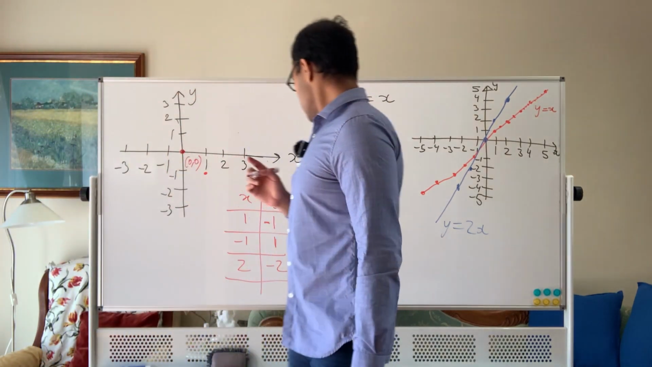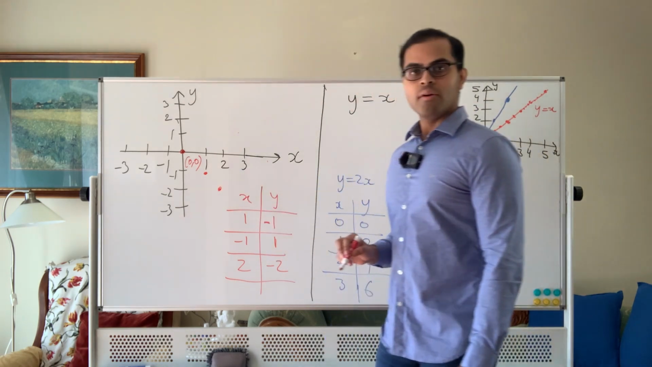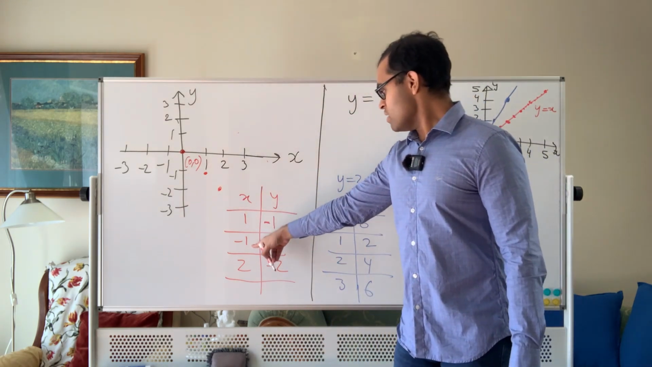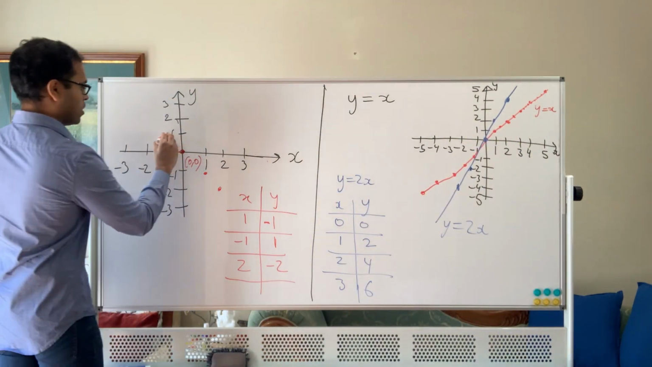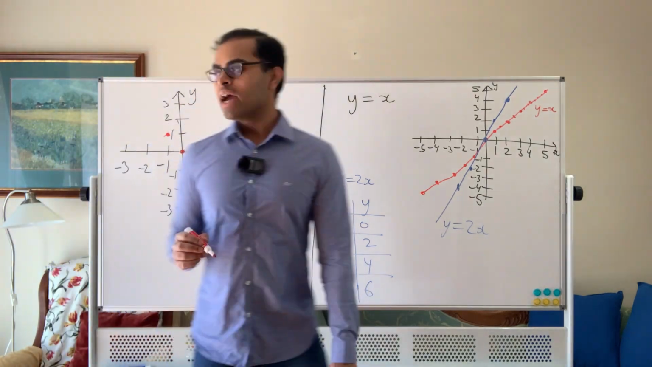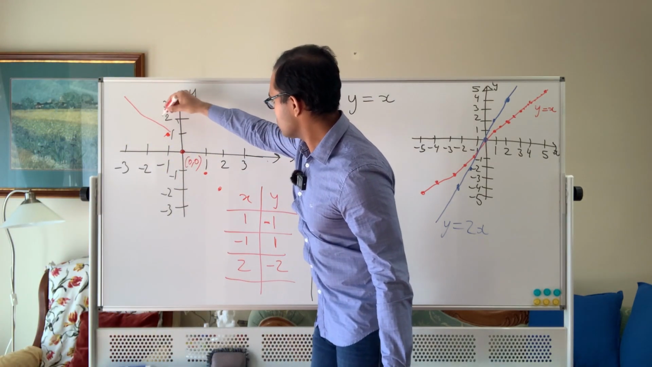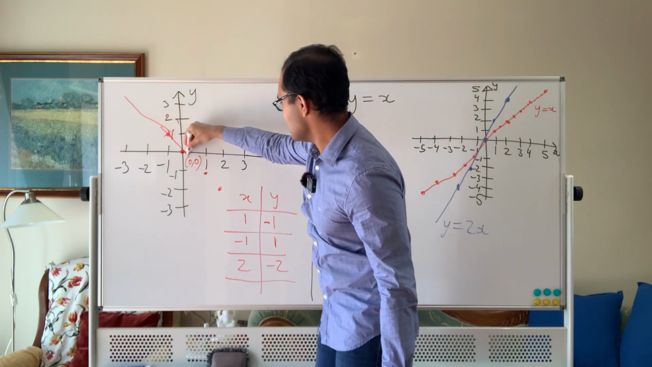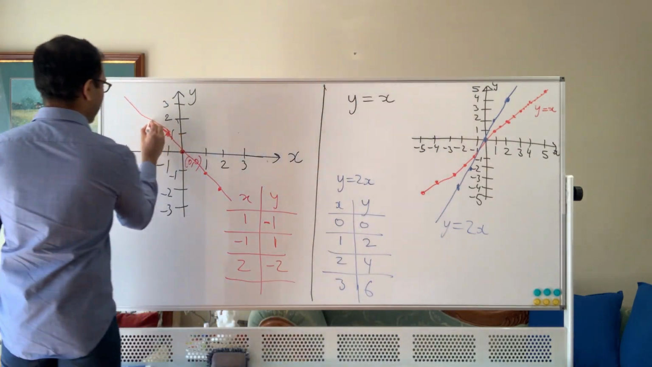When x is equal to 2, y is negative 2. When x is equal to negative 1, y is positive 1. Okay, so we've got negative 1, positive 1. Okay, so these are going to be the points that we label on the line, and now we can just draw the line like this. Oh sorry, I've drawn it a little slanted, it should be straight, but that's going to be the line y equals negative x, okay?